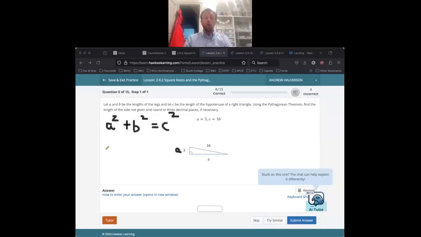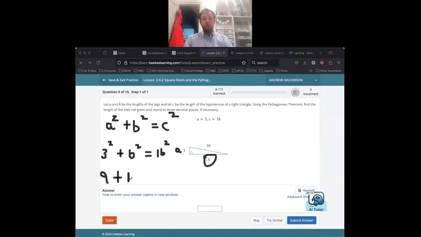So we're told in this one that A is 3. So plug in 3 for A. Leave the B alone, because we don't know that one. But the C is 16. So we solve the equation. So what's 3 squared? That's 9. Plus B squared. What's 16 squared? I have no idea. So I'm going to break out a calculator. 256.